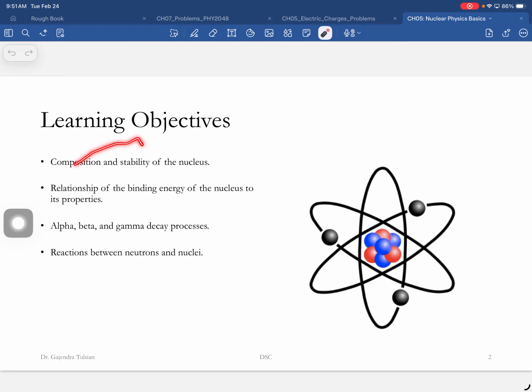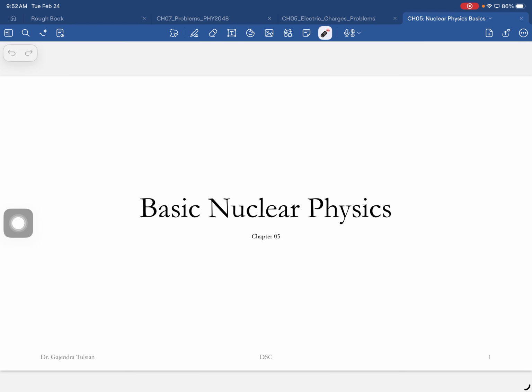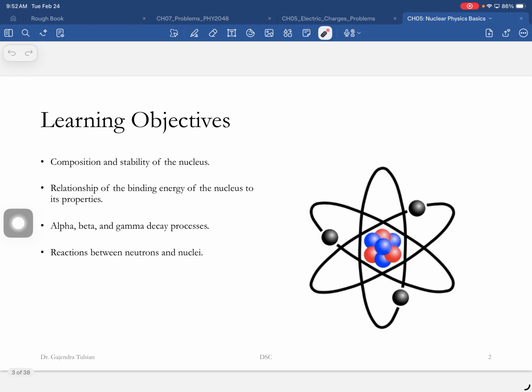Okay, so here we'll start off with the basics of nuclear physics, and then in the next chapter, we'll talk about nuclear reactors. We'll look at the composition and stability of nuclei. So nuclei are made of protons and neutrons. And binding energy is when you take ingredients together and make a bound state. When you take neutrons and protons and make a bound state, that is the nucleus.